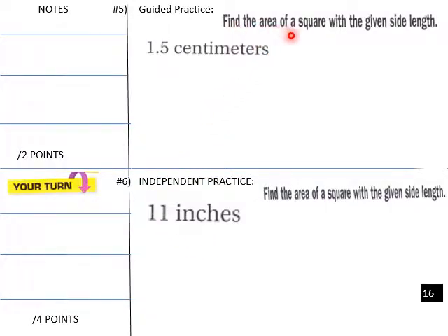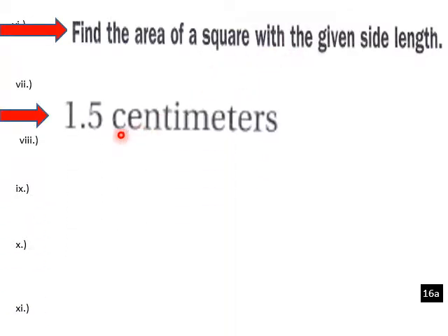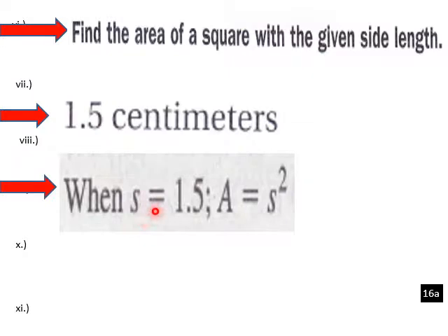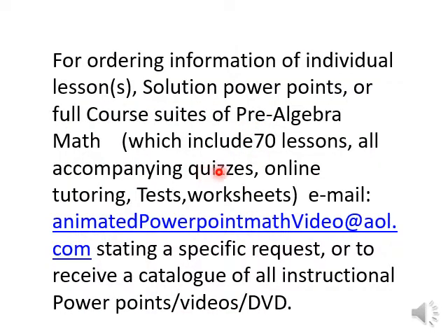Okay, find the area of a square with a given side length. We have 0.5 centimeters. Students, this is yours down here. Find the area of a square with a given side length. So for this one up here, 1.5 centimeters, what would be the area of a square with a side length of 1.5 centimeters? So S equals 1.5, area would equal S squared. And so it'll be 1.5 squared, which is 2.25 square centimeters.